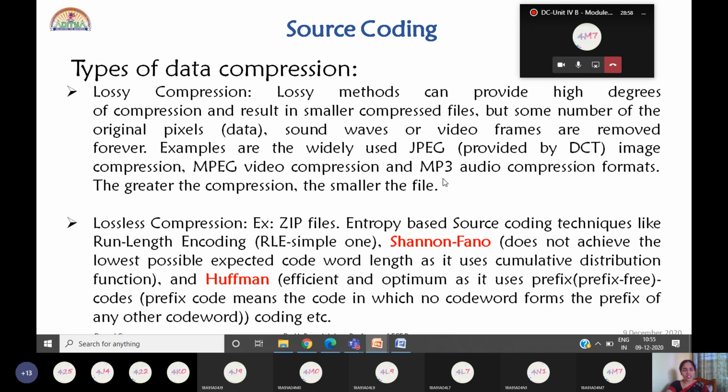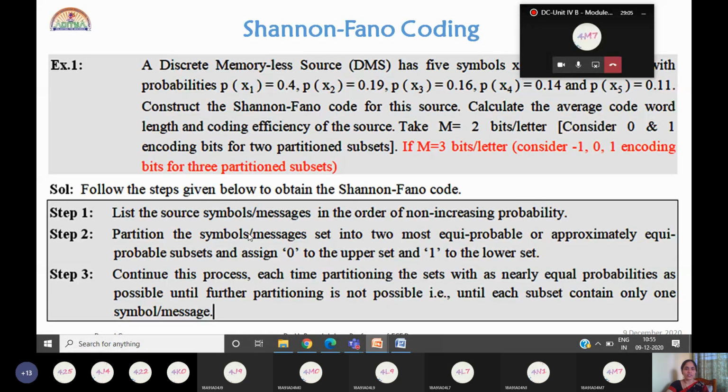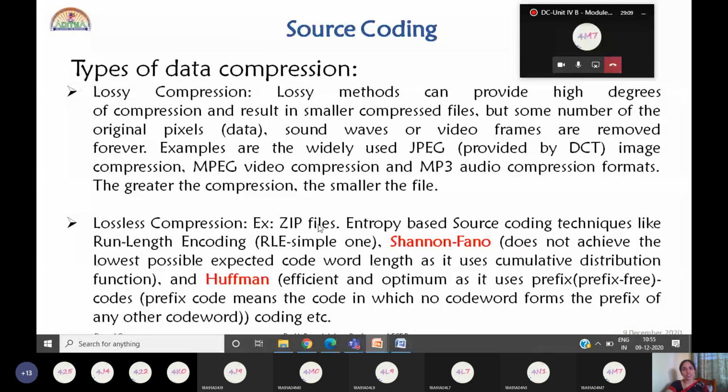But in the case of lossless compression, as I told you, the best example is the zip file. We are zipping multiple files into a single zip file. That can be performed by using lossless compression. Some of the examples are run length encoding, Shannon Fano coding method, and Huffman coding method.